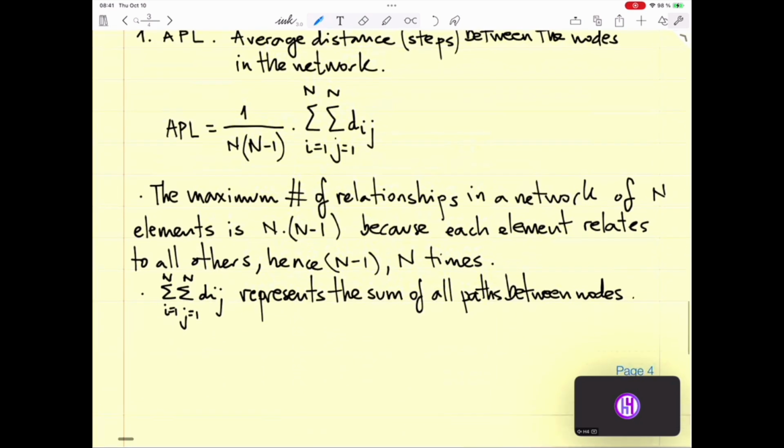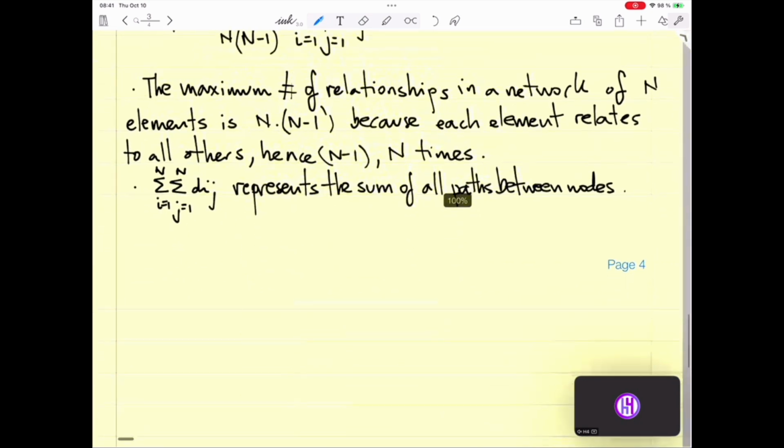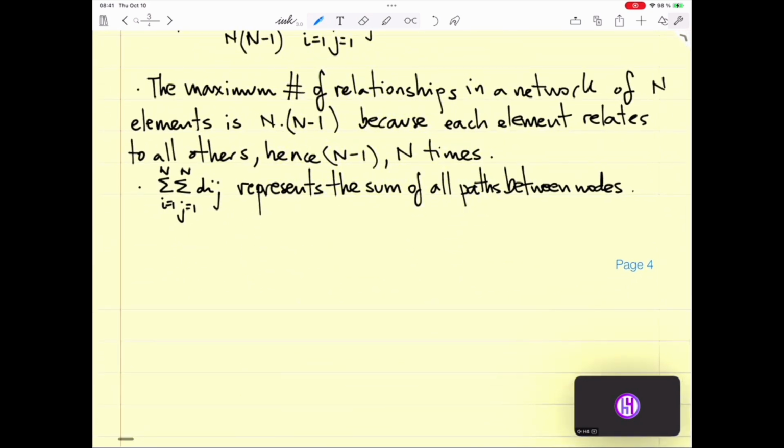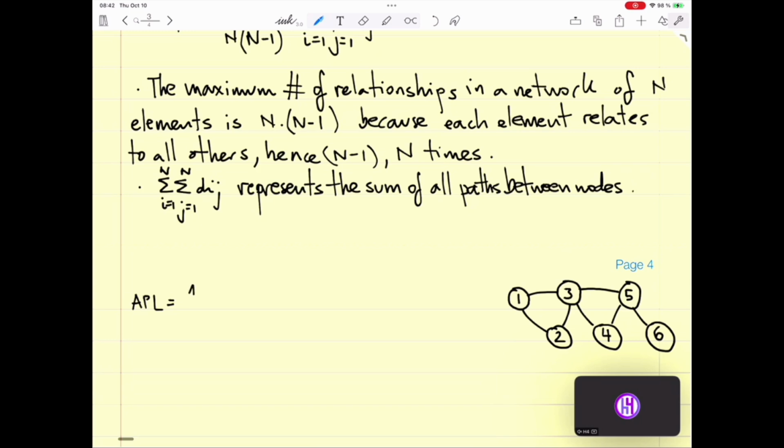Let's see an example, and then it will be, I think, quite reasonable, quite easy. Let's take the network from before, non-directed, and let's calculate the average path length. Just stay with me, don't start writing or something, just look.